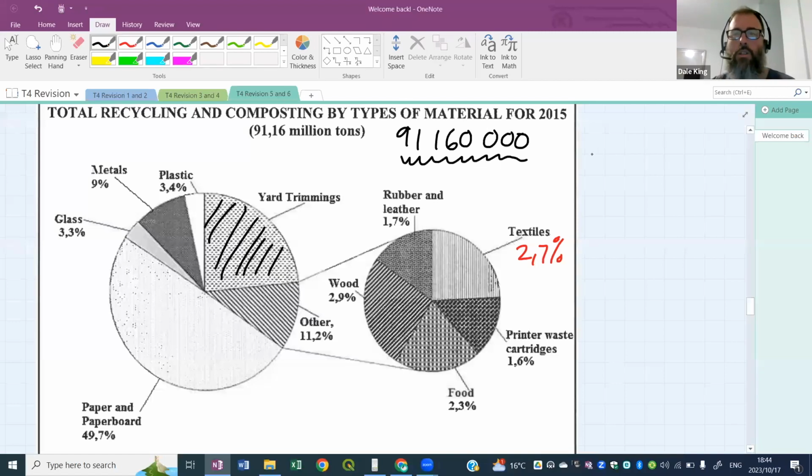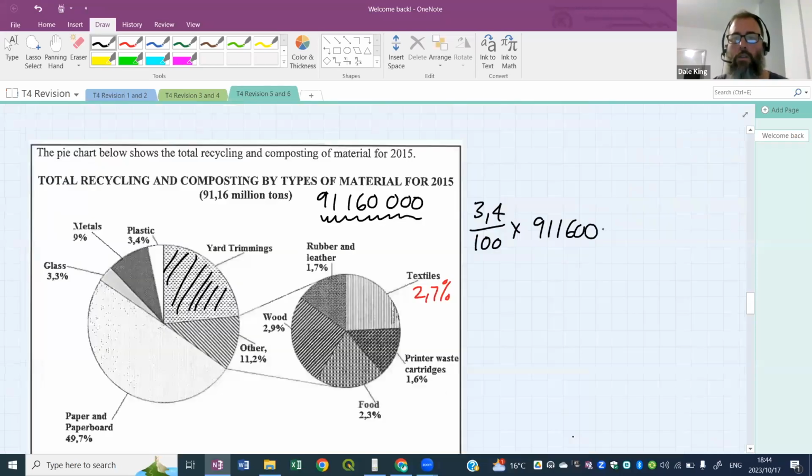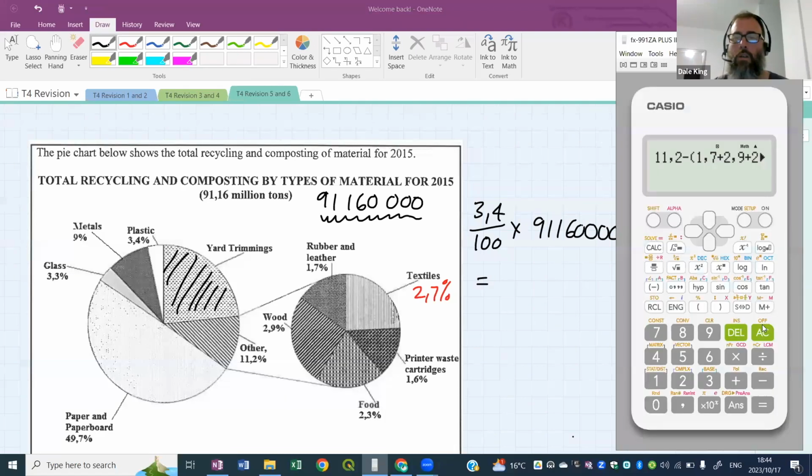Okay, so I'm going to do the calculation on the side. So 3.4% can be written as a percent like this. So we need 3.4% of 91160. I need to zoom out a bit. 0, 0, 0, 91160,000. Yes, that's right. So let's do it on the calculator now.